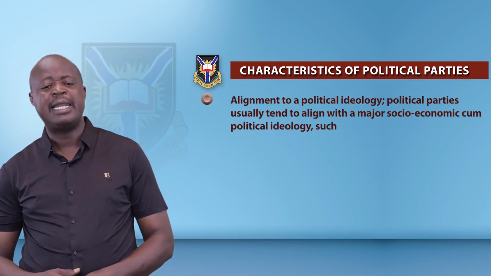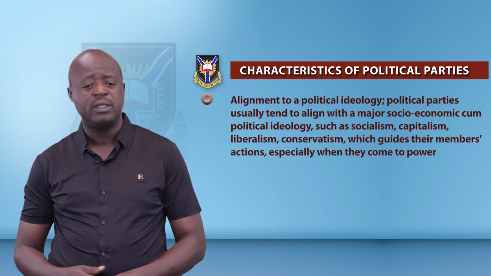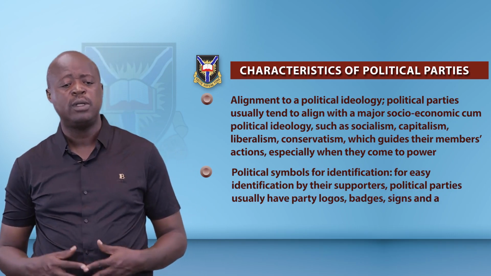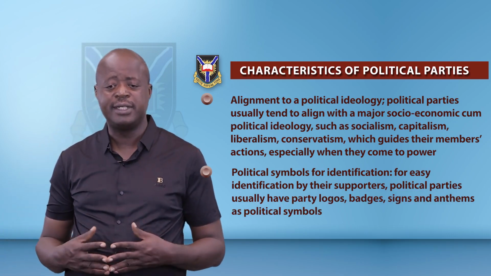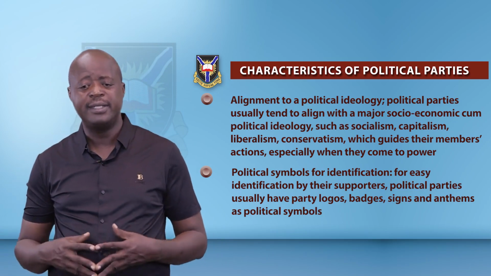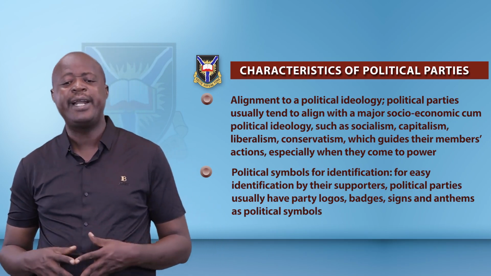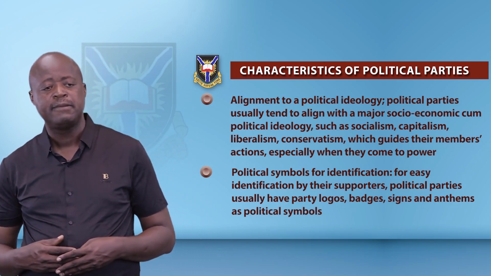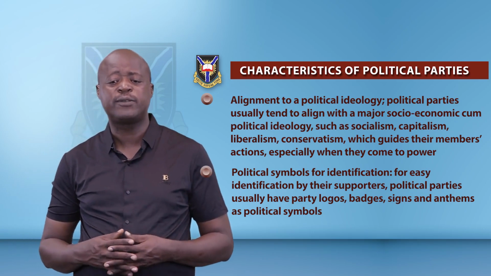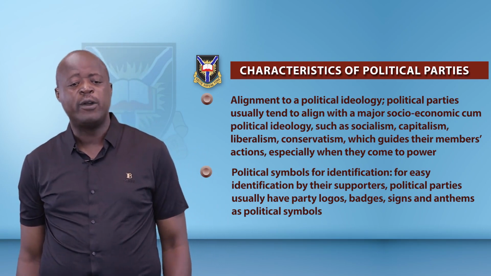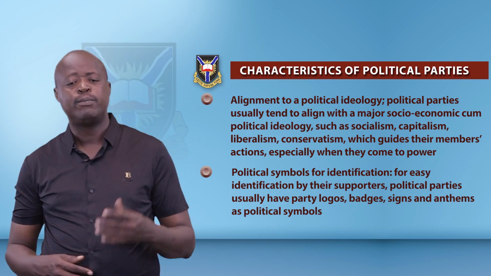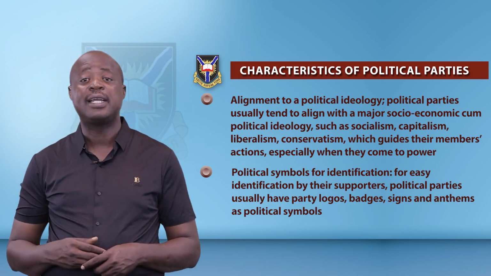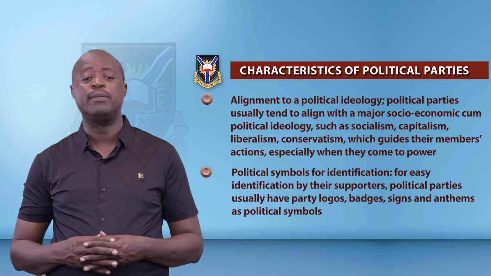5, alignment to a political ideology. Political parties usually tend to align with a major socio-economic political ideology, such as socialism, capitalism, liberalism, conservatism, which guides their members' actions, especially when they come to power. 6. Political symbols for identification. For easy identification by their supporters, political parties usually have party logos, badges, signs, and anthems as political symbols.